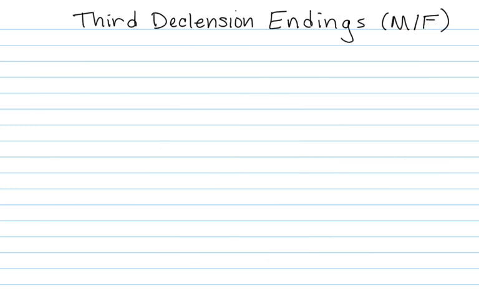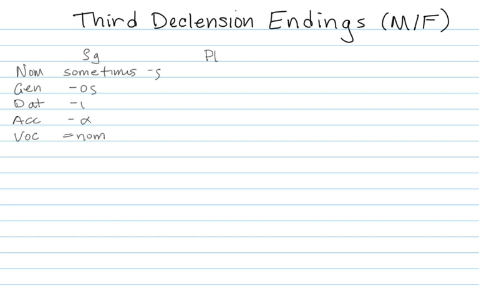So let's learn some third declension endings. We'll start with the masculine-feminine pattern. The basic pattern for masculine and feminine endings is that the nominative singular is going to have a lot of variety, but sometimes will end in S, and then it'll be os, e, a, whatever the nominative is, and then s, on, si, there'll be some variations here, as, and s.